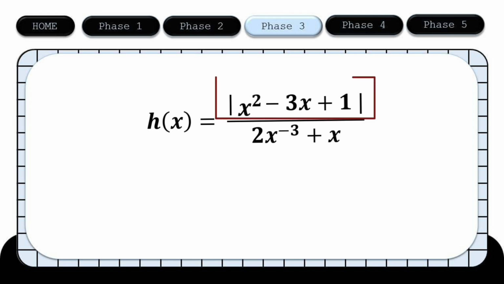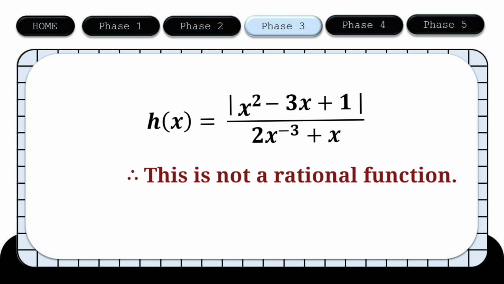First, yung ating numerator. Meron tayo ditong operation na absolute value, which is not part of the definition of a polynomial. And yung ating denominator, yung variable x natin, it contains a negative integer exponent, negative 3. Therefore, it is not a polynomial. Both numerator and denominator are not polynomials. So therefore, this is not a rational function.